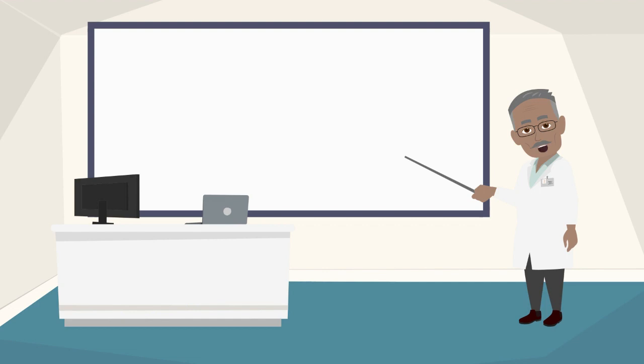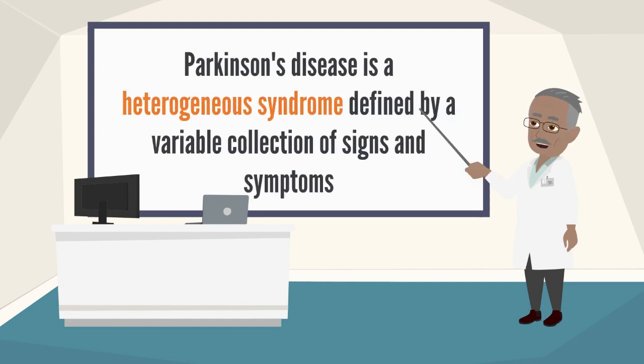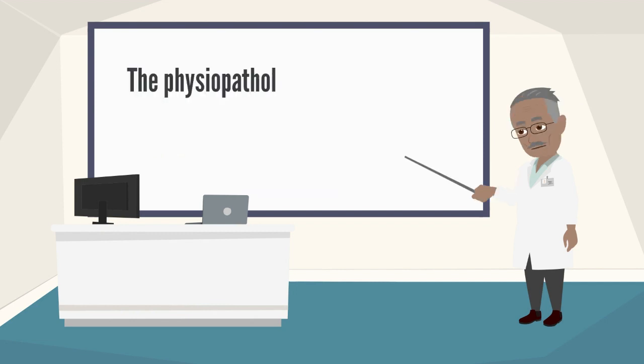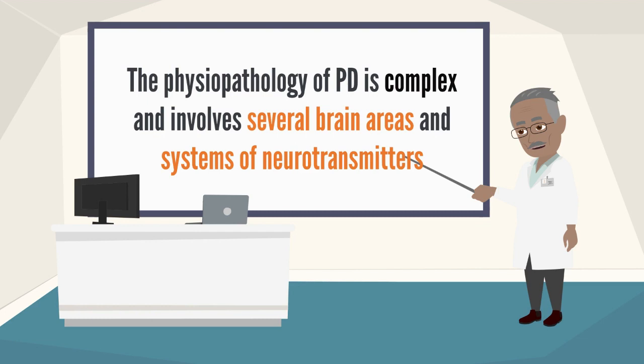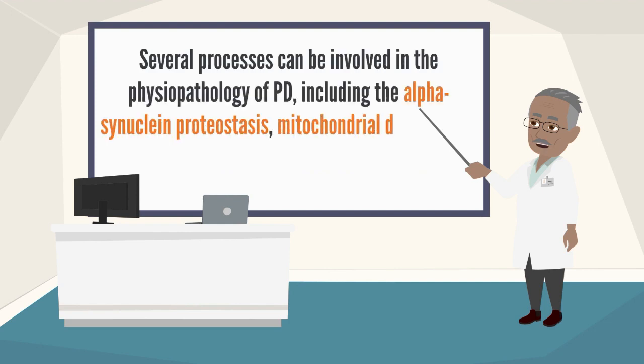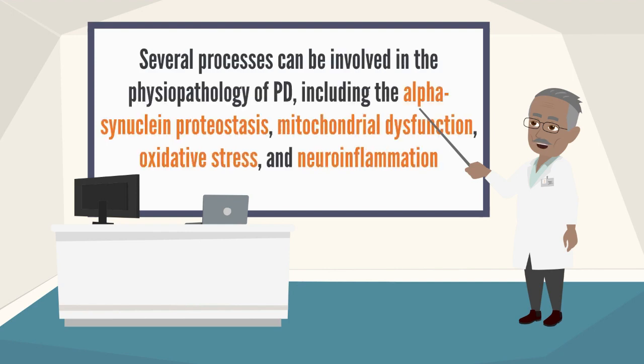In summary, in this class we discussed that Parkinson's disease or PD is a heterogeneous syndrome defined by a variable collection of signs and symptoms. The physiopathology of Parkinson's disease is complex, and involves several brain areas and systems of neurotransmitters. Several processes can be involved in the physiopathology of PD, including the alpha-synuclein proteostasis, mitochondrial dysfunction, oxidative stress, and neuroinflammation.